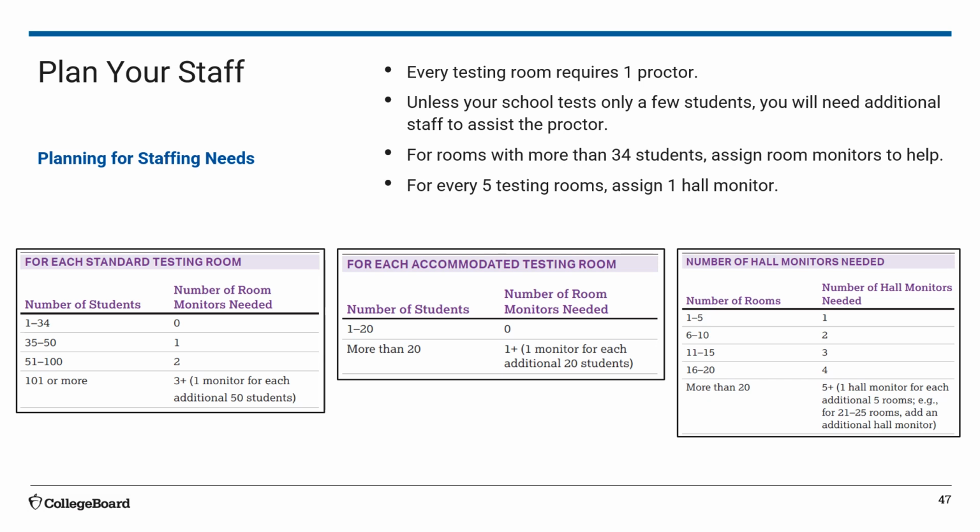When planning your staff, consider the following. Every testing room requires 1 proctor. Unless your school day tests only a few students, you'll need additional staff to assist the proctor. For rooms with more than 34 students, assign room monitors to help according to the tables listed here. And for every 5 testing rooms, assign 1 hall monitor.